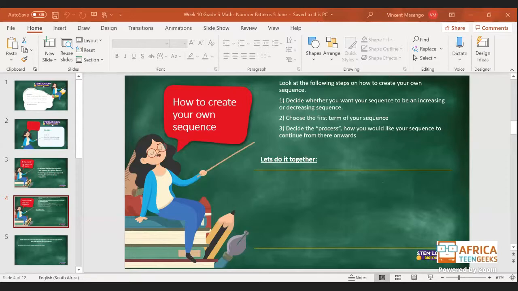Now I'm going to give everybody a moment to think about the first term that you'd like for your increasing sequence. We know that if it's an increasing sequence, we're looking at ascending order, numbers going from smallest to biggest.